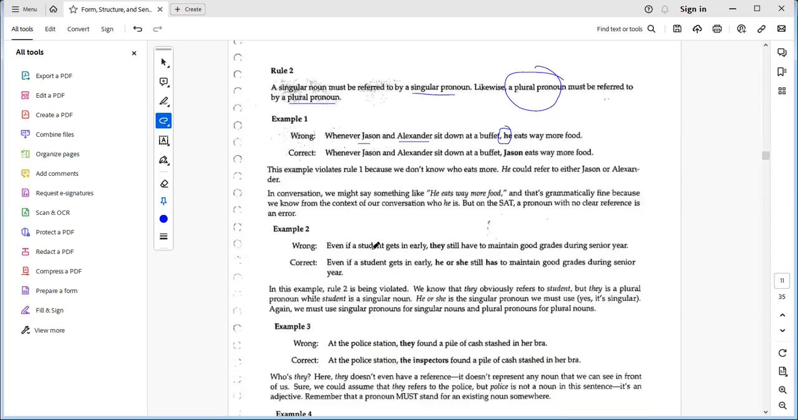Let's look at example number 2. Even if a student gets in early, they still have to maintain good grades during senior year. Wait, they here stands for whom? We have only student, and the student is singular. So it must be he or she, not they. He or she. Yes, Muhammad.